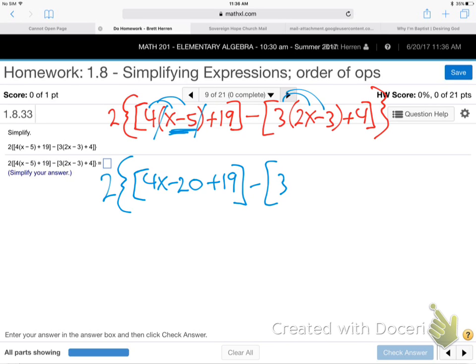Same thing here. Whoops, not 3, huh? That's going to rush in. Going to be what? 6x minus 9. Like that. Are we good so far?